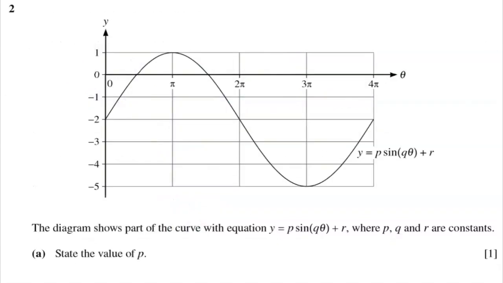All right, question 2, let's talk about this question before we try and do it. We have a diagram, it's a curve, and we're told it's a sine wave which has been moved, right? Things have happened to it. But p, q, and r are all constants. So what is the value of p?